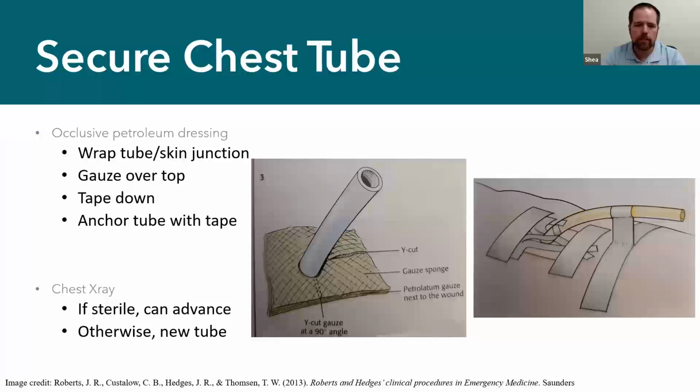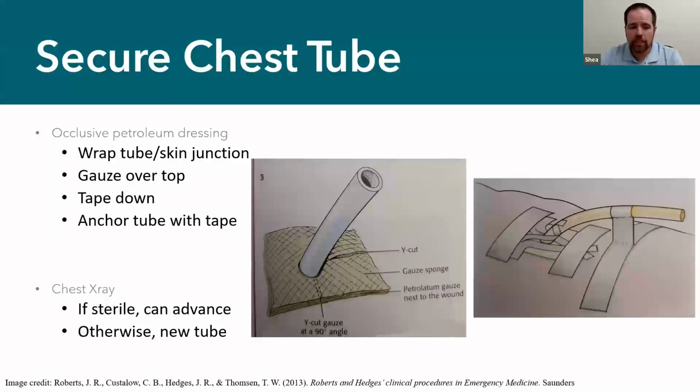The other thing that I really like to do is this anchor tape. It's another stopgap to help prevent your tube from getting pulled out in that disaster setting, where you might be placing this somewhere you normally wouldn't, and these patients are potentially going to get moved more often than they otherwise would. This is going to be really important to help reduce the risk of that tube getting pulled out.